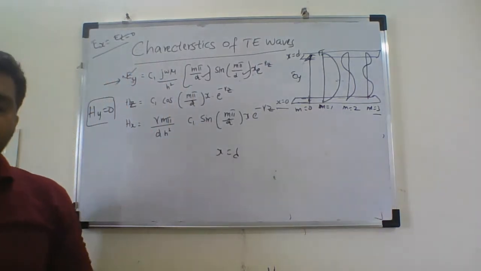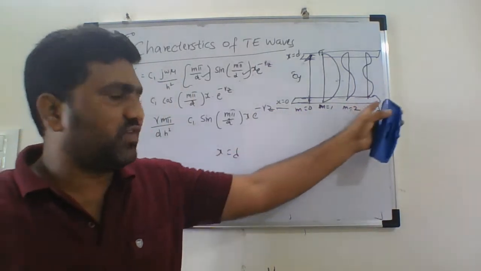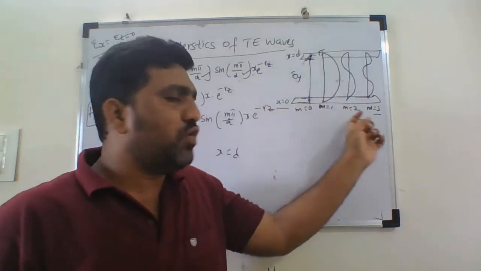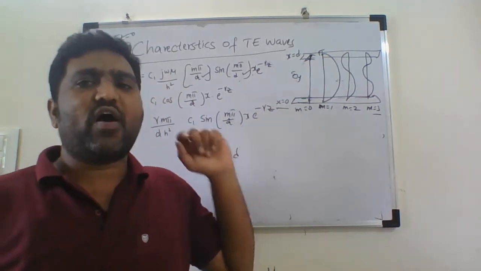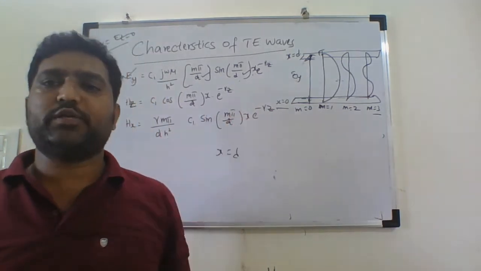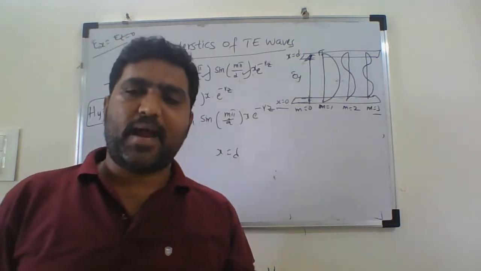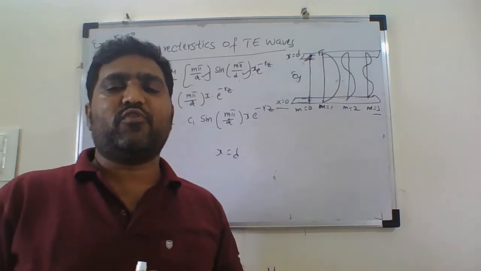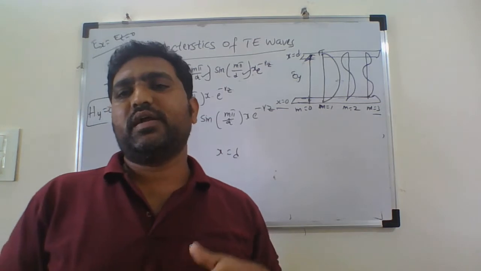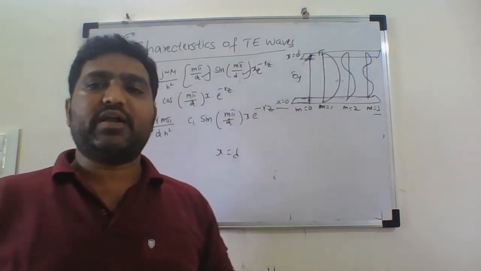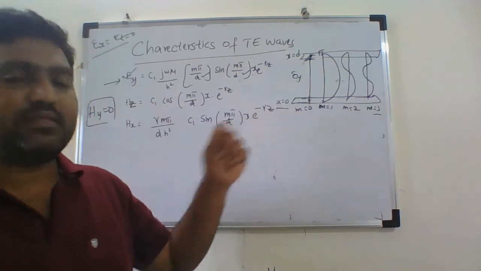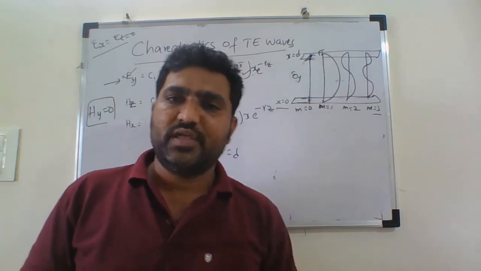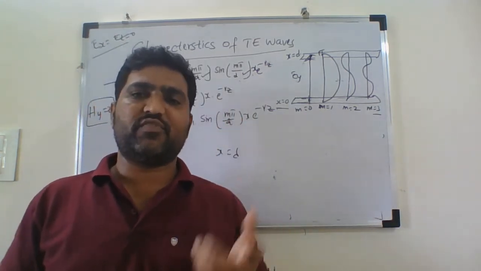So based on the value of m, the field patterns will be like this. Based on the value of m, the number of half cycle variations of the Ey is going to change. Everything else is the same, only the number of half cycles in the waveguide changes with m. That is a very important factor for us: how the field is going to change inside the waveguide. So it's a very important quantity.